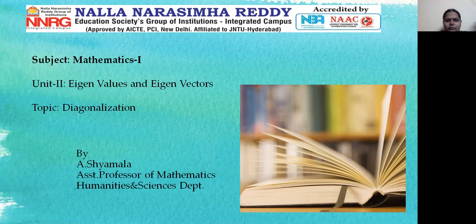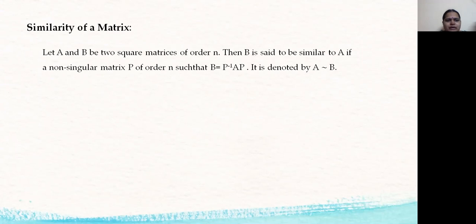In this video, I'm going to discuss diagonalization of a matrix. First, we discuss the similarity of a matrix. Let us suppose we have two square matrices A and B of order n. Then B is said to be similar to A if there exists a non-singular matrix P of order n such that B equals P inverse AP. It is denoted by A is similar to B. So this P is a non-singular matrix.